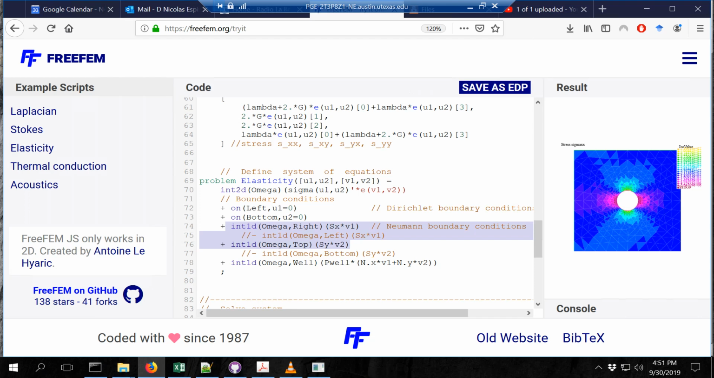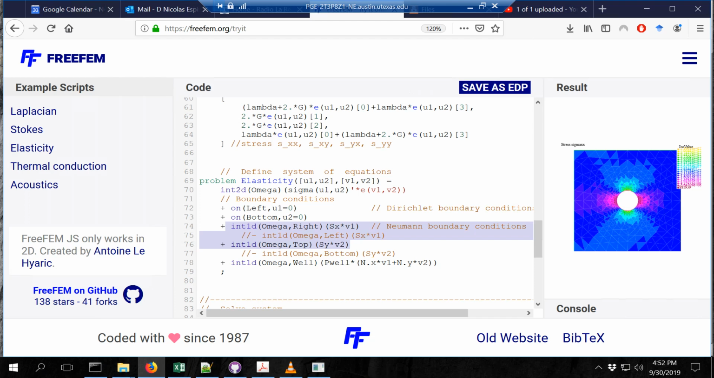So that line is applying a constant stress Sx in this direction, and the next line is applying a constant stress Sy in that other direction. And notice that also that's multiplied times the virtual displacement in direction 2. So it's perpendicular to that line.